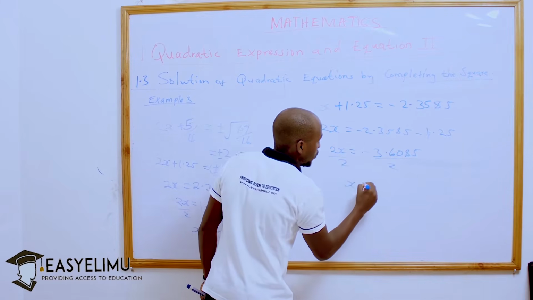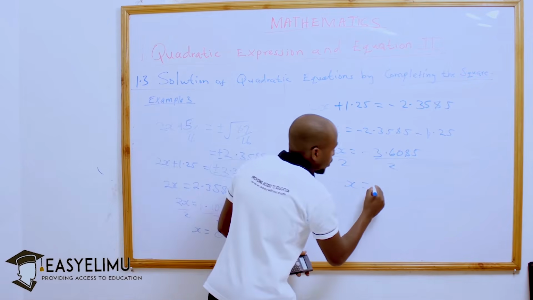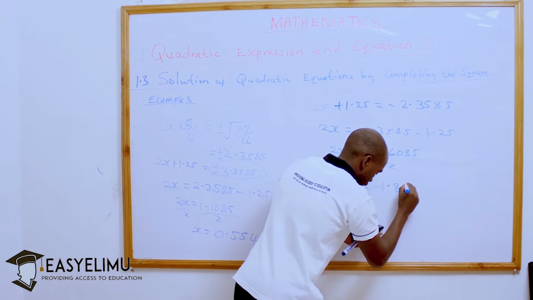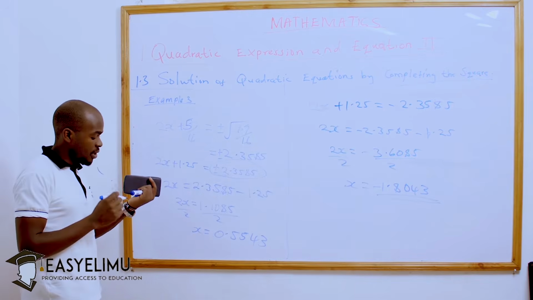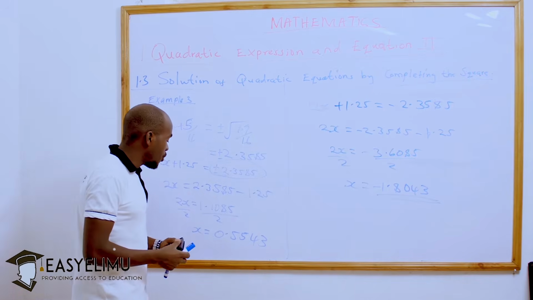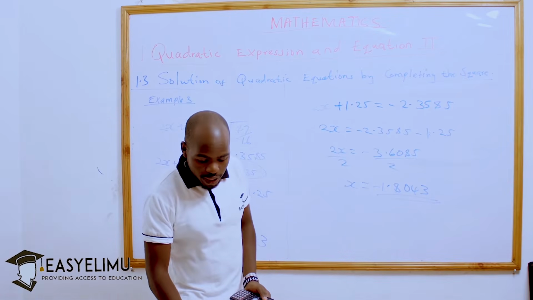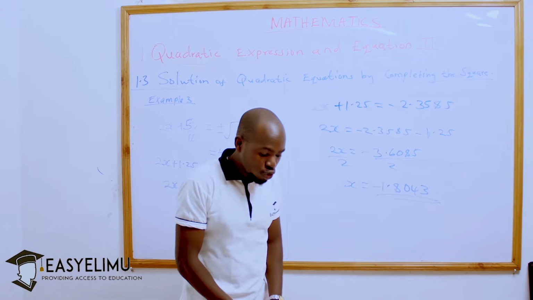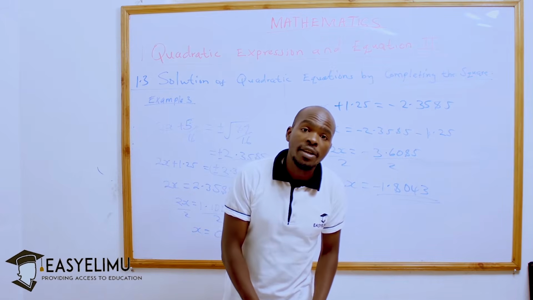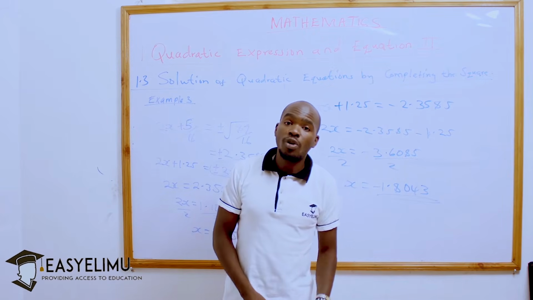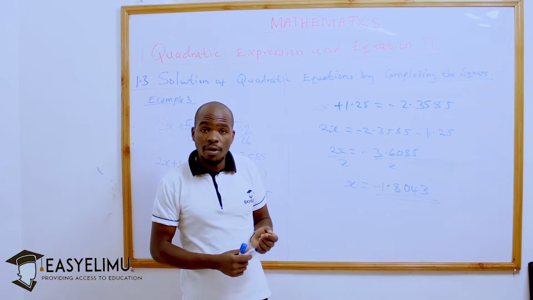And on dividing by 2, you are going to have your answer as negative 1.8043 to 4 decimal places. So we have found two values of x, and the first value we found is positive, and the second value is negative. So with that, we have come to an end of solution of quadratic equation by completing the square, and we have seen how to find the equations and the values of x using completing the square method.